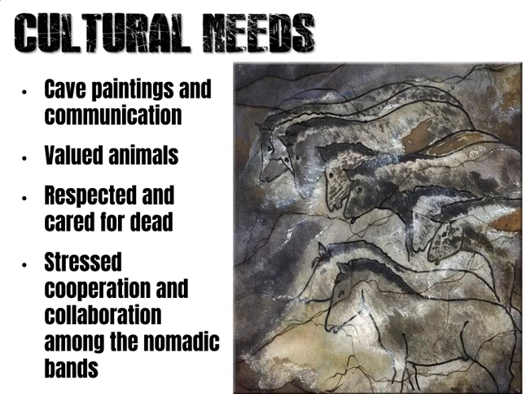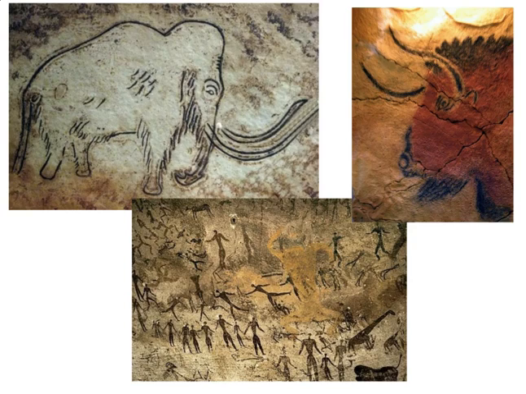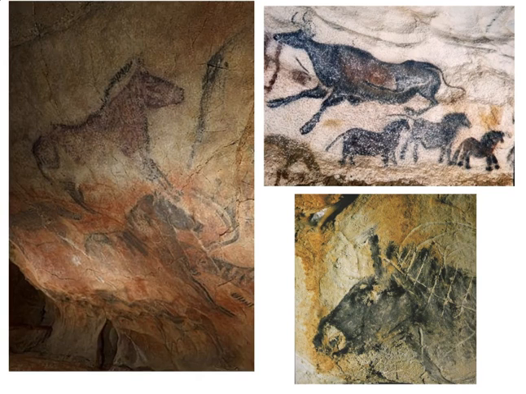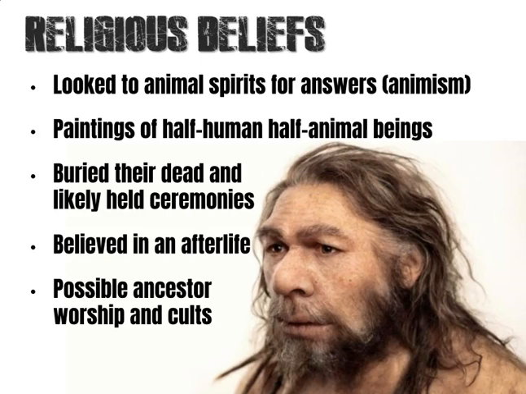Obviously, they're making weapons and things to fight with and to hunt and kill. Cultural needs: you've got the cave paintings and communication. They valued animals, respected and cared for the dead, and stressed cooperation and collaboration among the nomadic bands. Of course, we've talked about the cave paintings that are a little more focused on their time period. They had a lot of religious belief. They looked for animal spirits, sometimes called animism. They painted half human, half animal figures. Of course, this is religious.